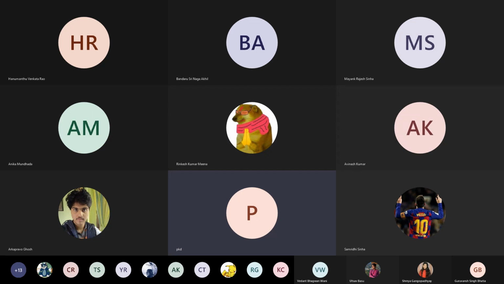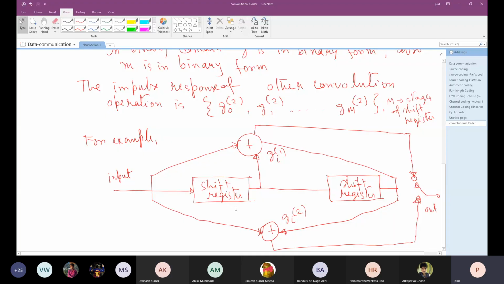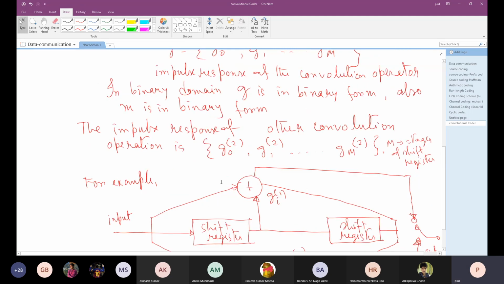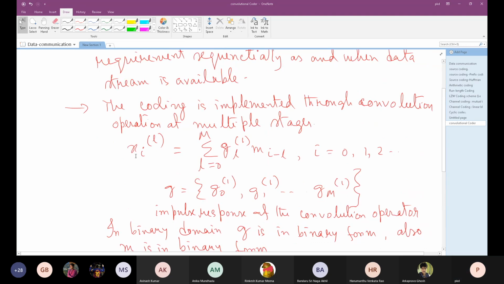Good afternoon, everybody. So today we shall continue our discussion on convolution code. In the convolution code, basically we have two convolution operators, or a number of convolution operators, used to encode the message.